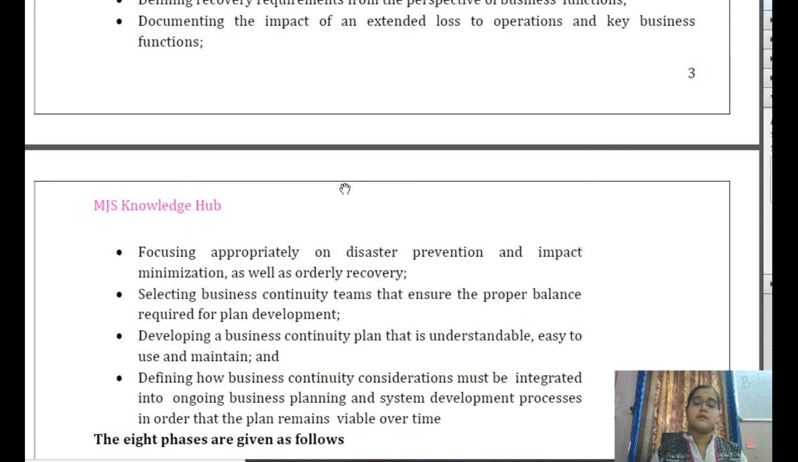Then develop a business continuity plan that is understandable. If you have a good team, but the user, the management, must understand what you are doing. Therefore, the plan must be easy to understand, with a smooth flow of language.